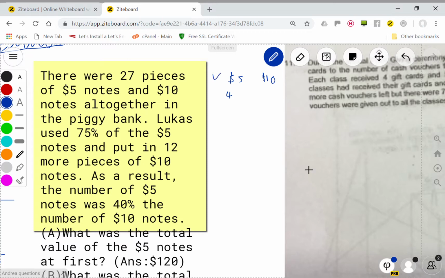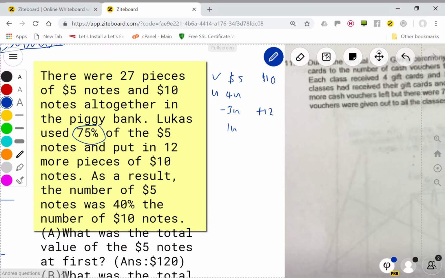This is the value, this is a unit. I'll start with 4 units. Why? Because we remove 75%. So 75% is 3 units. Take away 3, so left 1 unit. And put in 12 more, so here plus 12.